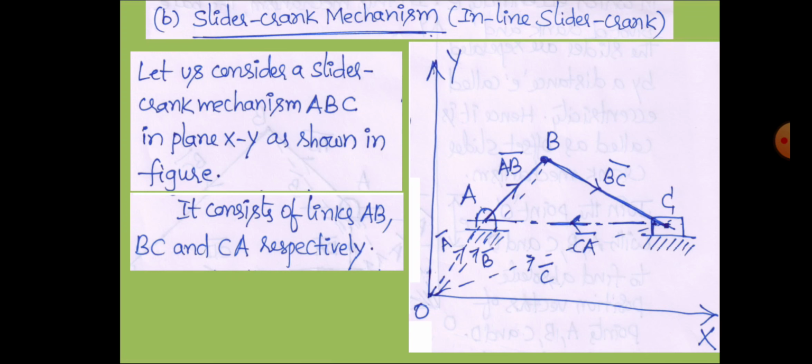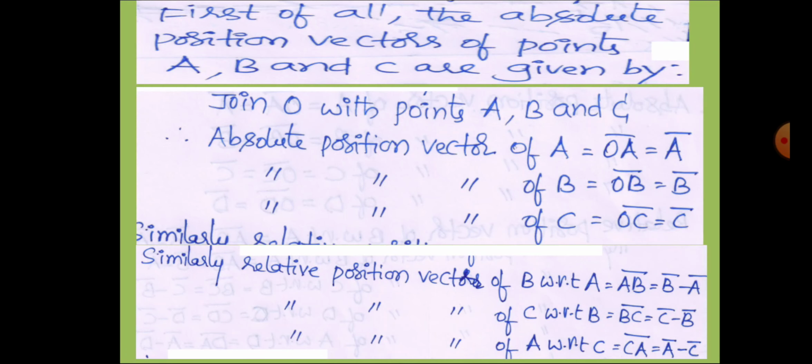Before that, join the origin with point A. So O to A is OA bar, that is equal to A bar. Join point O with B, then it will be OB bar, that is equal to B bar. And join the point O with C, that gives OC bar, which is equal to C bar. So join the point O with all the points of the slider crank mechanism and find the absolute position vectors: of point A is OA bar, that is equal to A bar, of point B is OB bar, that is equal to B bar, of point C, that is OC bar, is equal to C bar.